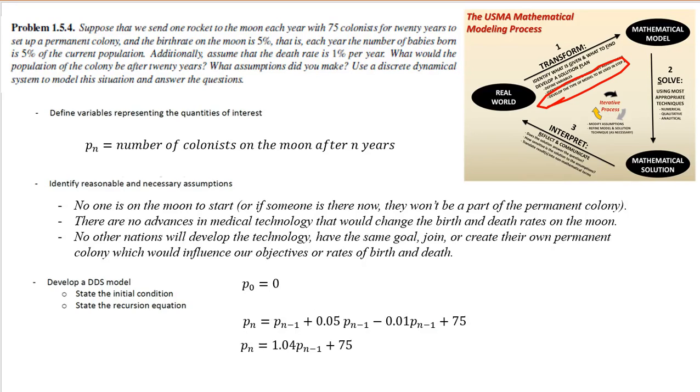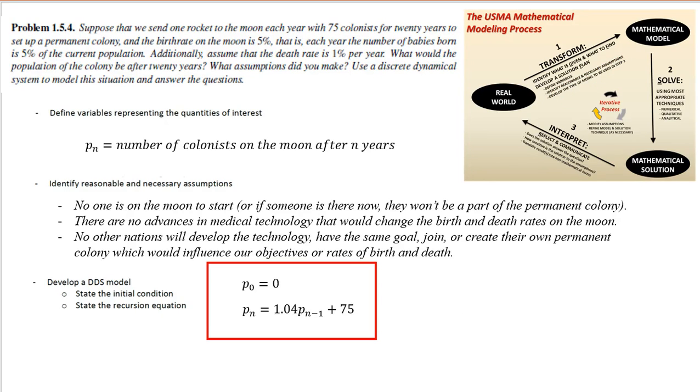If we combine like terms, we can see that our recursive relationship is P sub n equals 1.04 P sub n minus 1 plus 75. Based on that, now we have a discrete dynamical system with our initial condition and our recursion equation. This is our mathematical model that in the next video we'll use to solve.